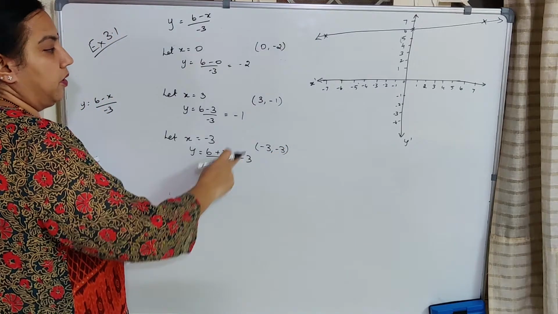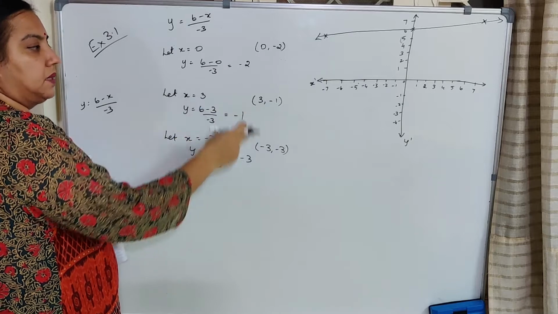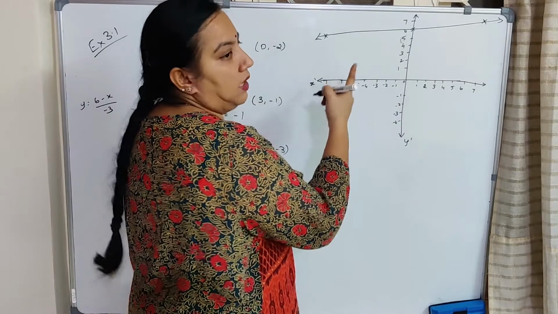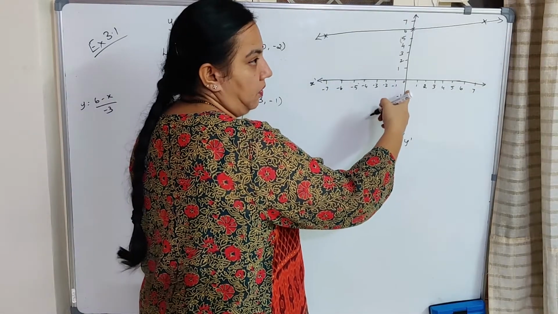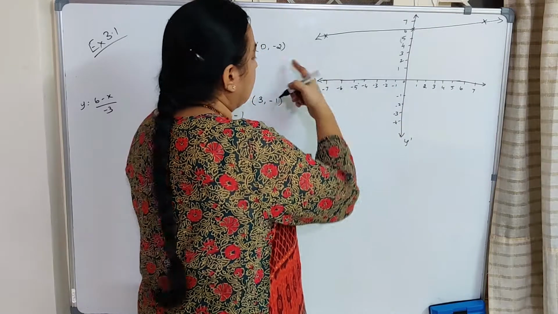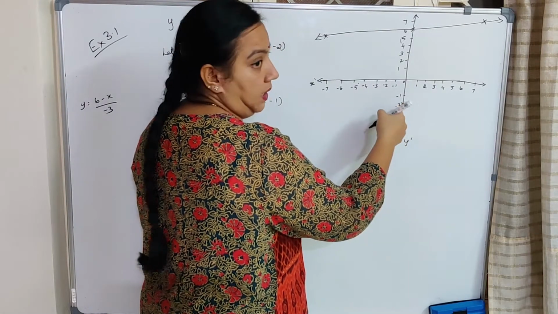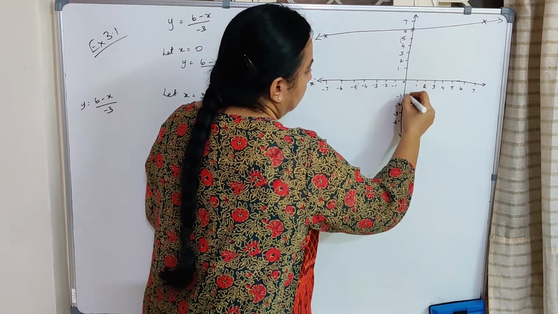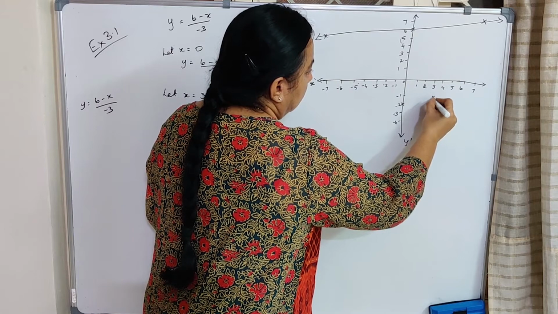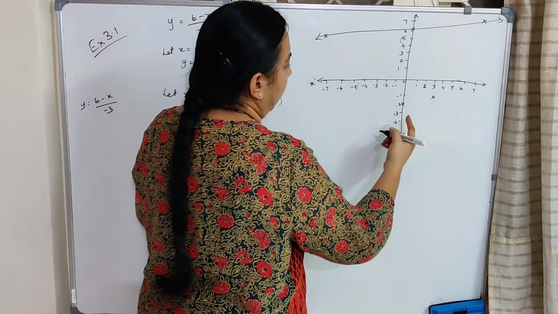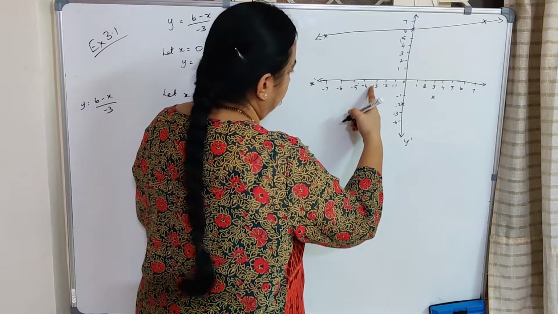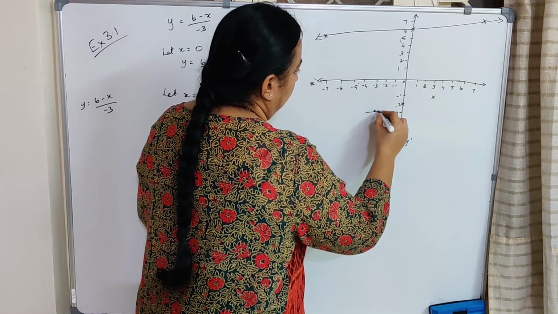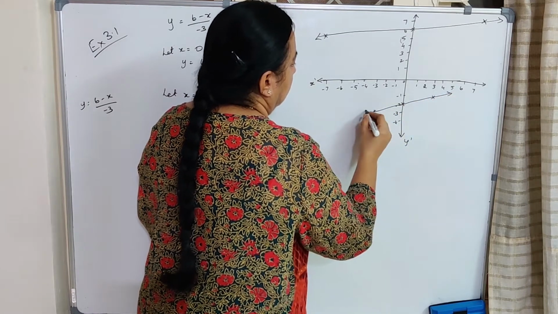Okay. So now I am going to mark these points on the graph. (0, minus 2): I said if the x value is 0, it means it is on the y-axis. So the point is on this axis at this point. Then (3, minus 1) is here. And the next point is (minus 3, minus 3). It's here. So the line is here like this.